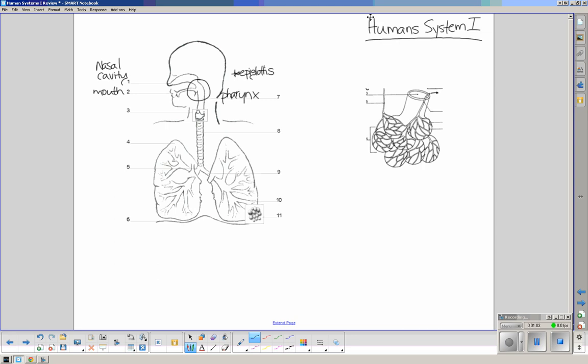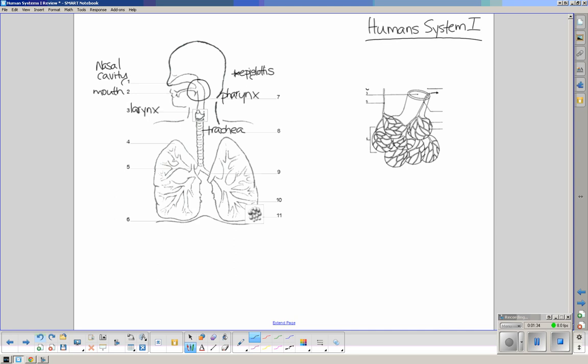As we continue down through the respiration organs, we go down through the trachea. The trachea has to be very solid because we do not want it to collapse, so it has cartilage rings surrounding it. Air passes over top of our voice box or larynx, and it vibrates our vocal cords, and that's how sound is made.